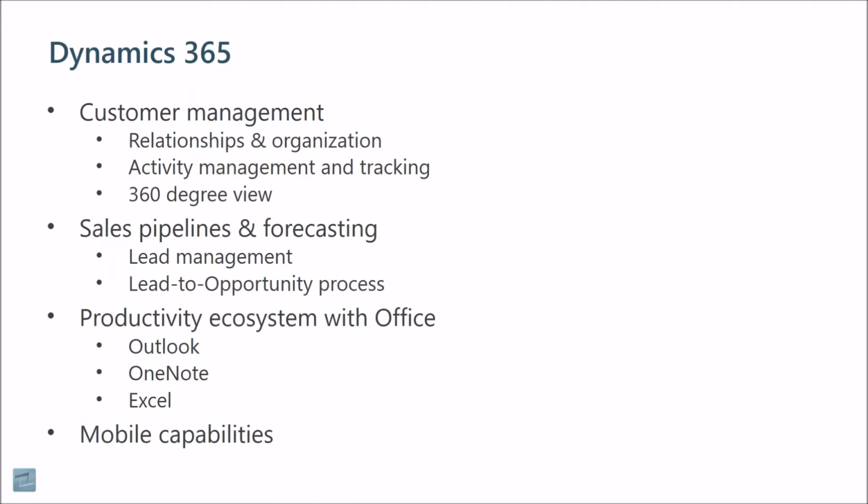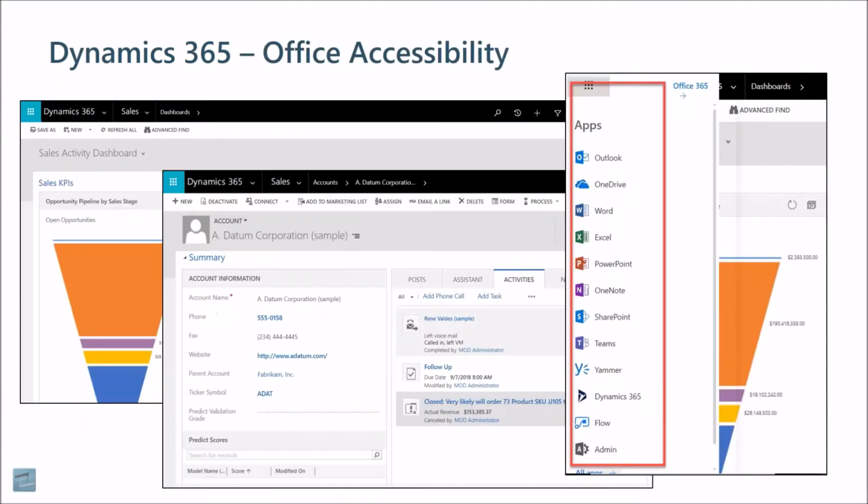So, this is just a quick snapshot, and I mentioned that Office accessibility. Just a visual on, hey, if I'm in Dynamics 365, I'm on a dashboard, I'm on a customer record, I'm somewhere in the system. 2 clicks, and I'm gonna shoot over to SharePoint. 2 clicks, I'm gonna shoot over to Flow and build some automation for myself. 2 clicks, and I'm gonna go to Word or Excel or PowerPoint, some of those more traditional Office applications and tools.